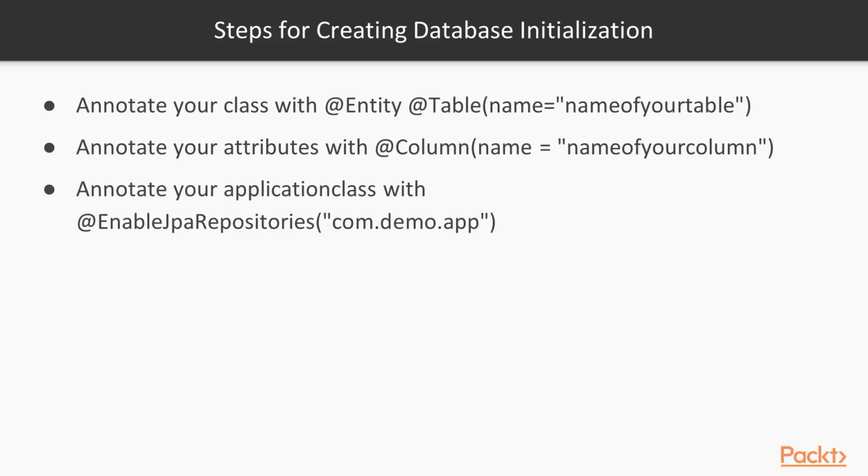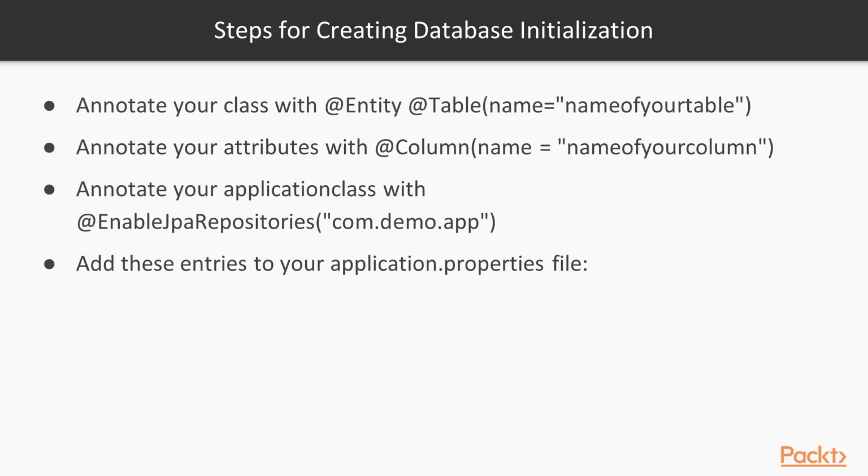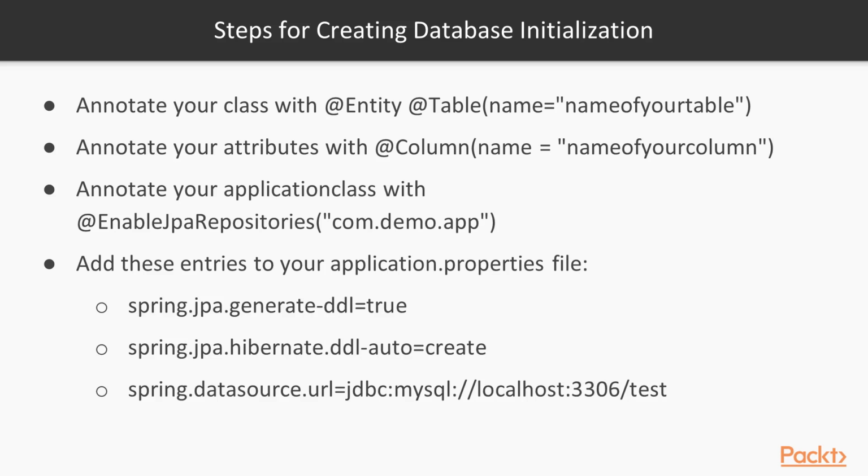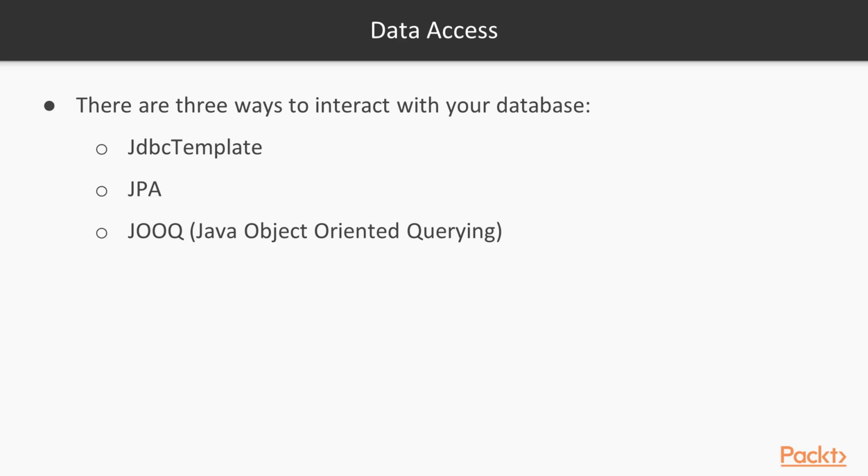Annotate your application class with enable JPA repositories, and then add these entries for the first creation to your application properties: spring.jpa.generate-ddl set to true, spring.jpa.hibernate.ddl-auto set to create, and then the URL to your database. Please keep in mind to reset these entries afterwards. You have three ways to interact with your database. You can use a JDBC template, you can use the JPA repositories, or you can use JPQL. This is a Java object-oriented query language.